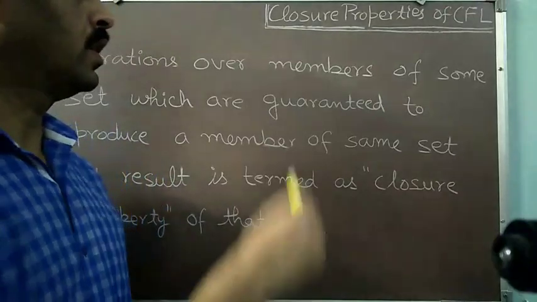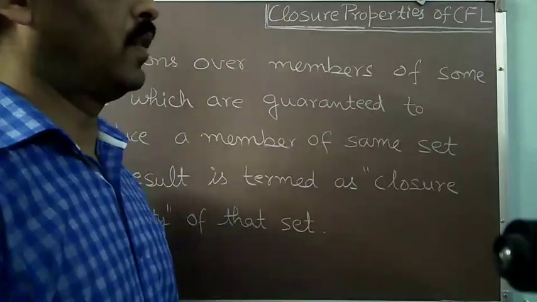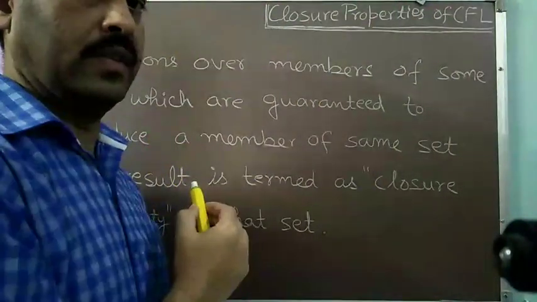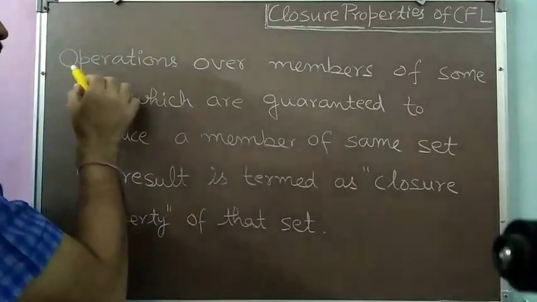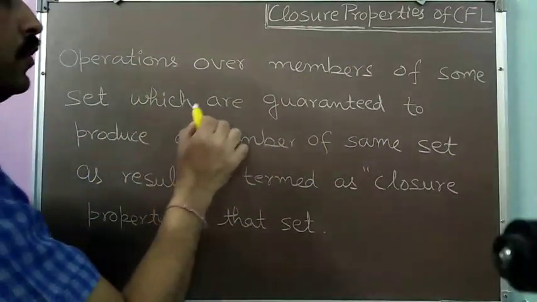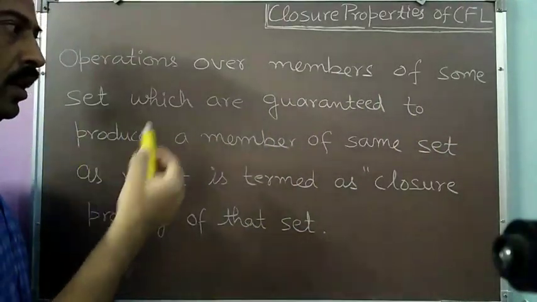Dear students, in this session we will discuss the closure properties of context-free languages. First of all, we will discuss what we mean by closure properties. Closure properties are nothing but the operations over the members of some set which are guaranteed to produce a member of the same set as the result.